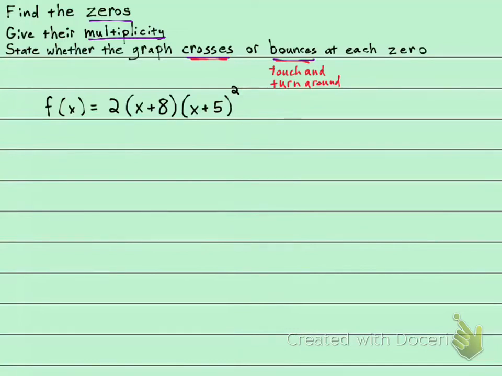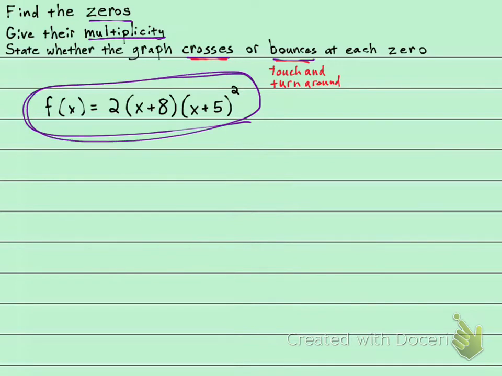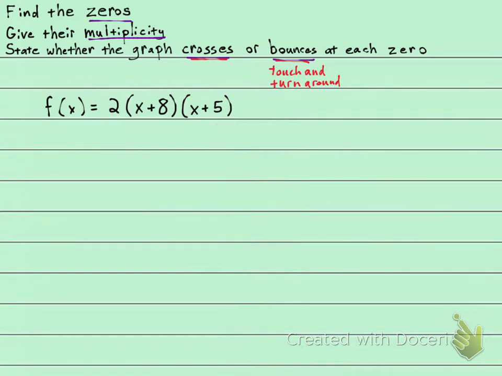We have a polynomial function right here, and it is already factored for us. That's very nice of them. They're asking us what the zeros are and to give the multiplicities of the zeros. And once you know the multiplicity, you're going to state whether the graph crosses or it bounces.